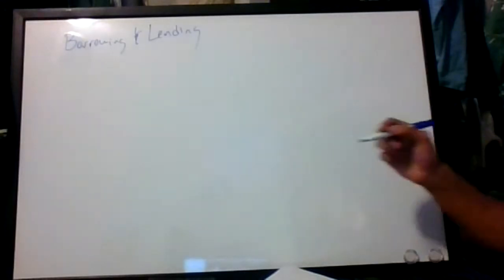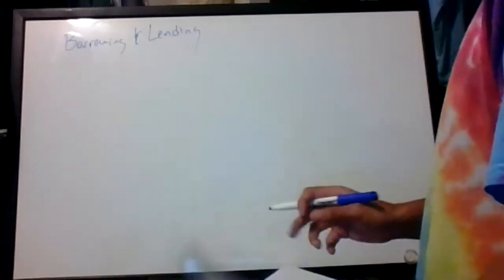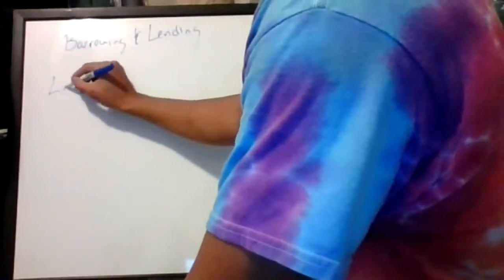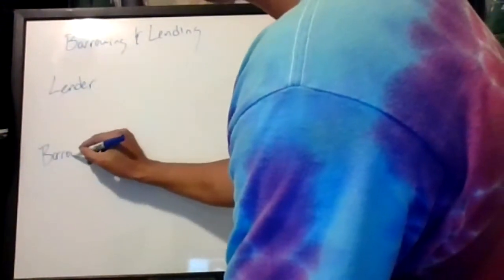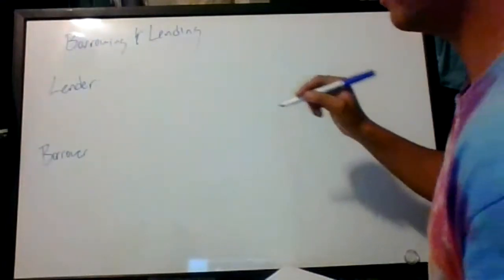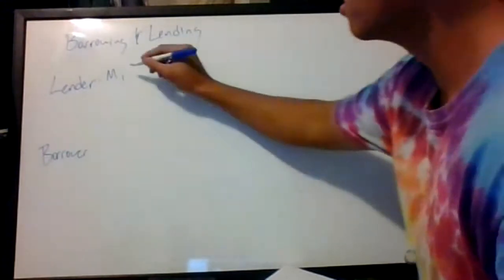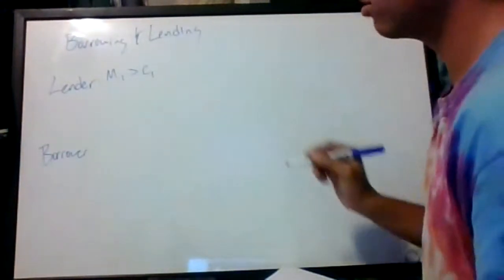So with regards to borrowing and lending, I want to talk about the two different kinds of people that we have in this scenario. We have someone who's a lender, and we have someone who's a borrower. And we say that someone's a lender when the amount of money that they start off with in period 1 is greater than the amount that they consume.